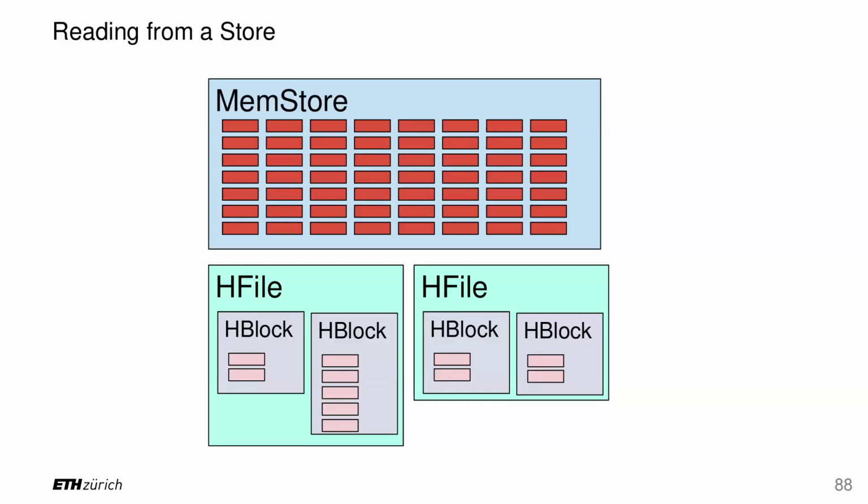And now another user comes and says, okay, I would like to read the data in that region. Please give me the data for that region. Where do you think we should look to serve that user? Should we look in the memory? Should we look at the most recent HFile? Should we look at the older ones? Where do you think we should look? In memory first? Any other ideas?